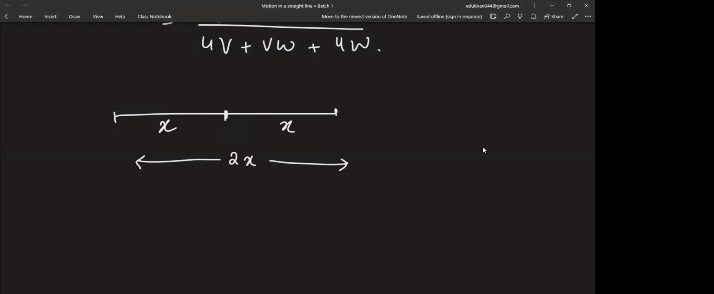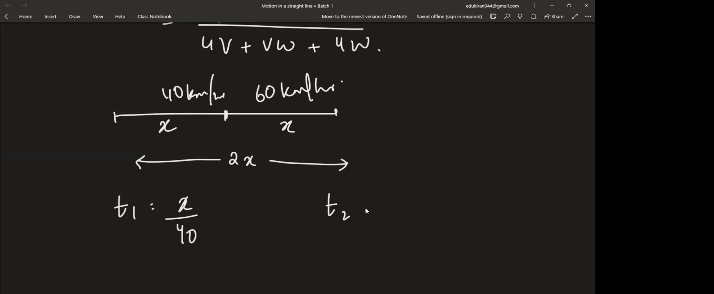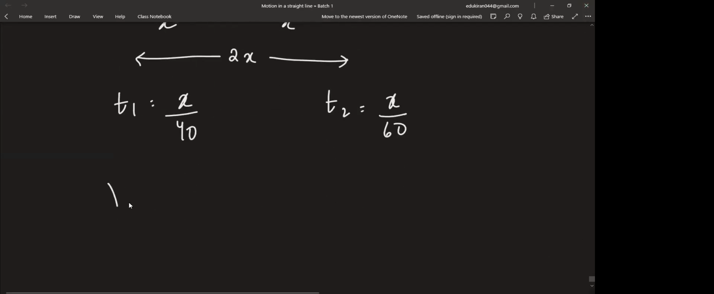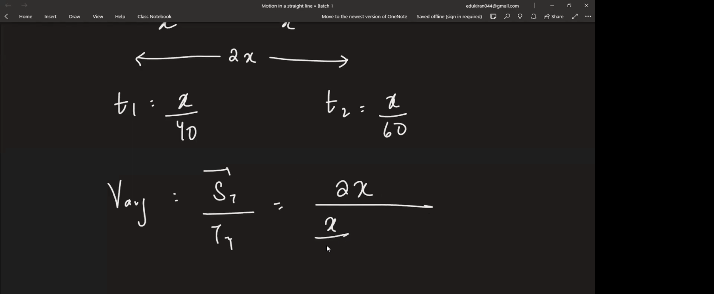So 2x is the total distance, and here the speed is 40 kilometer per hour, and this is 60 kilometer per hour. So if we are calculating the time 1, it is x by 40. When we are calculating the time 2, this is x by 60. For the average velocity, it is total displacement by total time. Total displacement is 2x, by x by 40 plus x by 60. So x is cancelled from all of these.